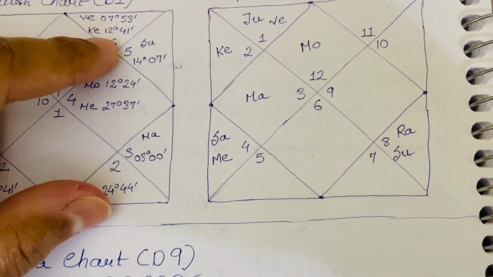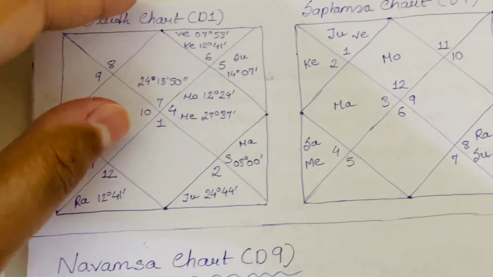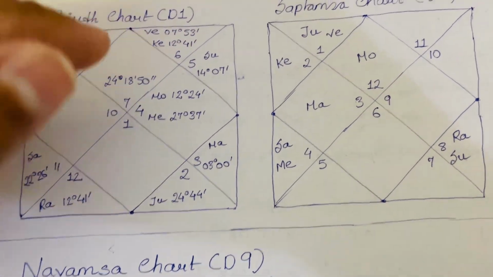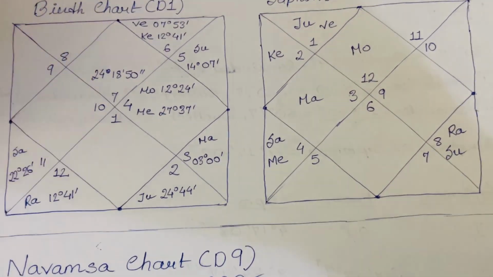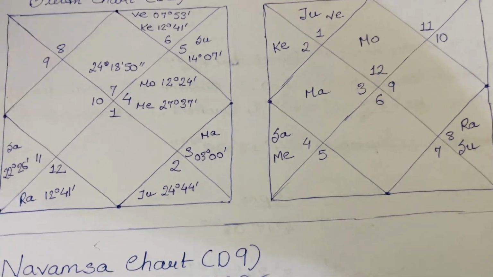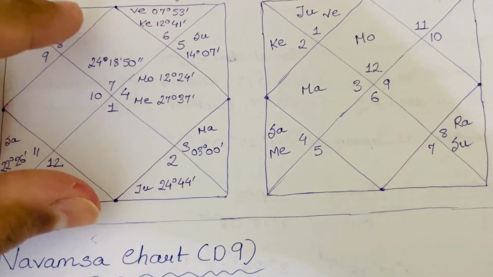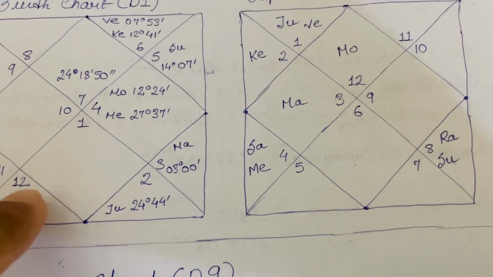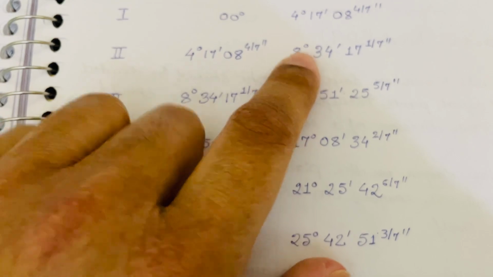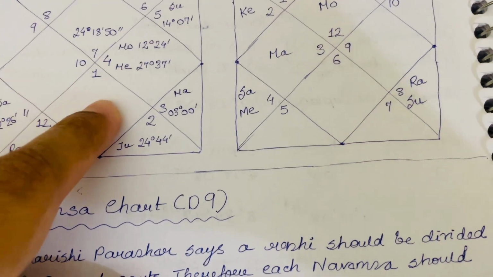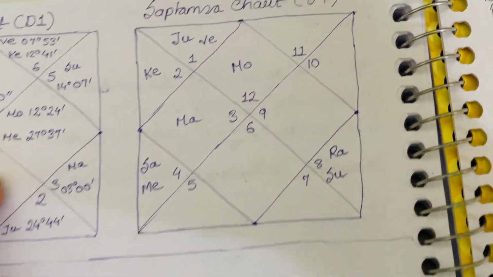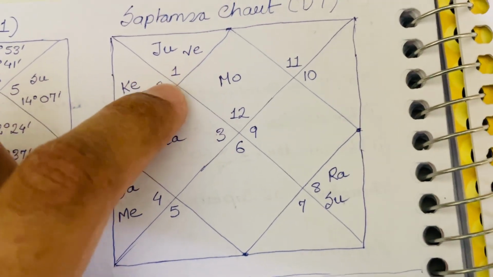Venus and Ketu both are in even signs. So counting will start from the 7th from this particular sign: 1, 2, 3, 4, 5, 6, 7. So counting will start from here. 7 degree 53 minutes is falling in the 2nd Saptamsha. So for Venus, it will be 1, 2. So Venus came in the sign of Aries.